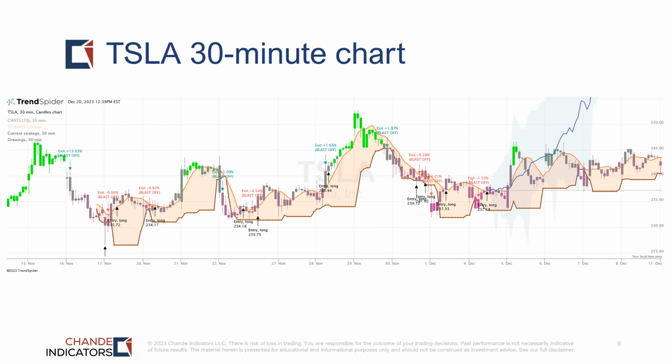We're applying the same rules now to a 30-minute chart of Tesla, and it works exactly the same way. And again, for example, here we have weakness, strength, we buy the strength, we get stopped out, weakness, strength, buy the strength, get stopped out, weakness, strength, buy the strength, get stopped out, and so forth. So the rules can be applied just as easily on a 30-minute chart.